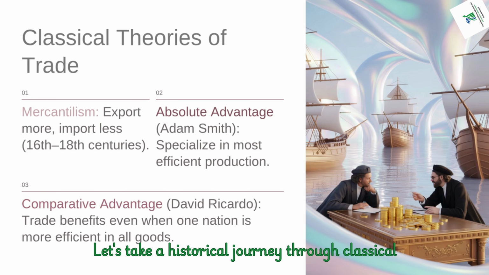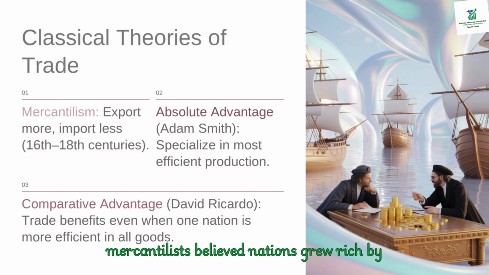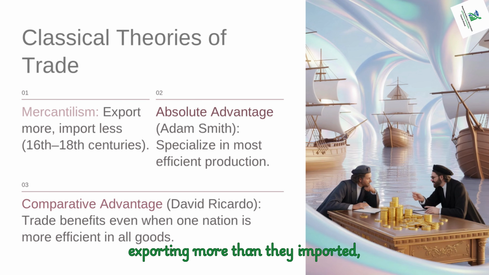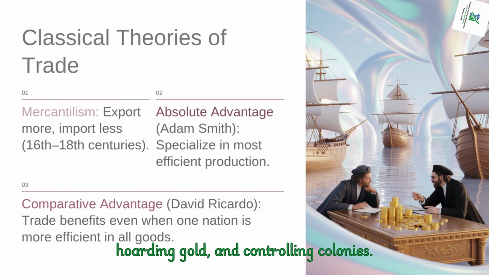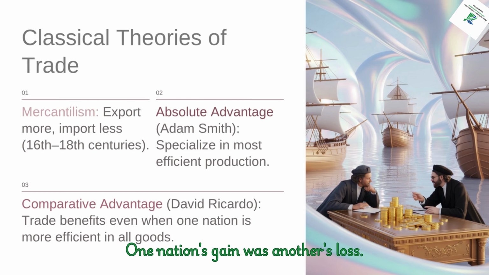Let's take a historical journey through classical economic thinking. First is mercantilism. In the 16th century, mercantilists believed nations grew rich by exporting more than they imported, hoarding gold, and controlling colonies. The problem? It turned trade into a zero-sum game. One nation's gain was another's loss.